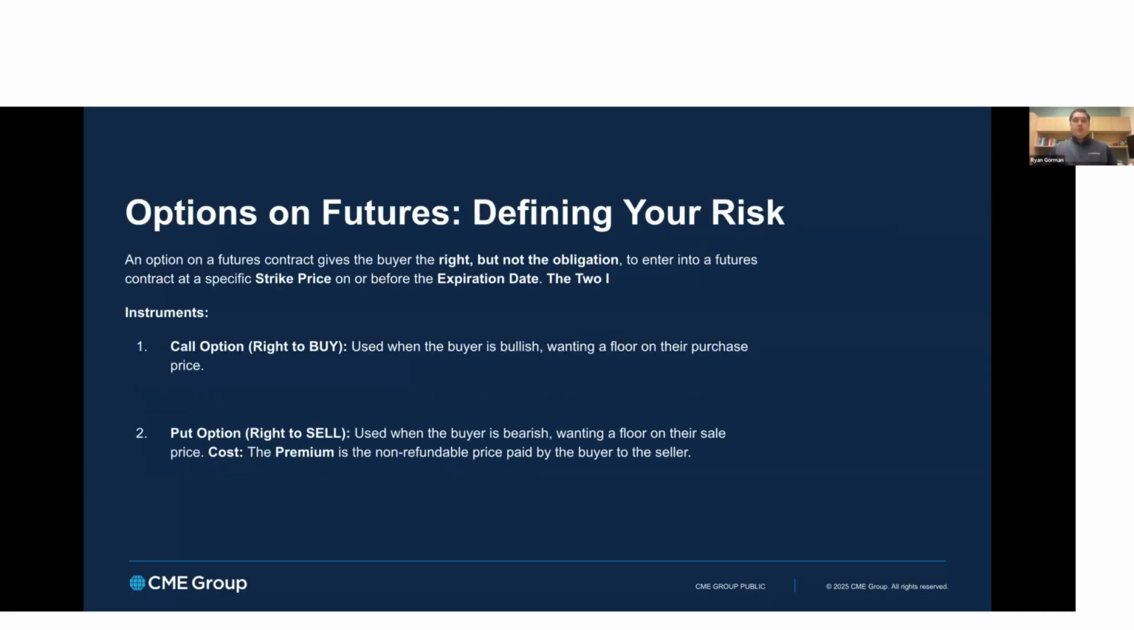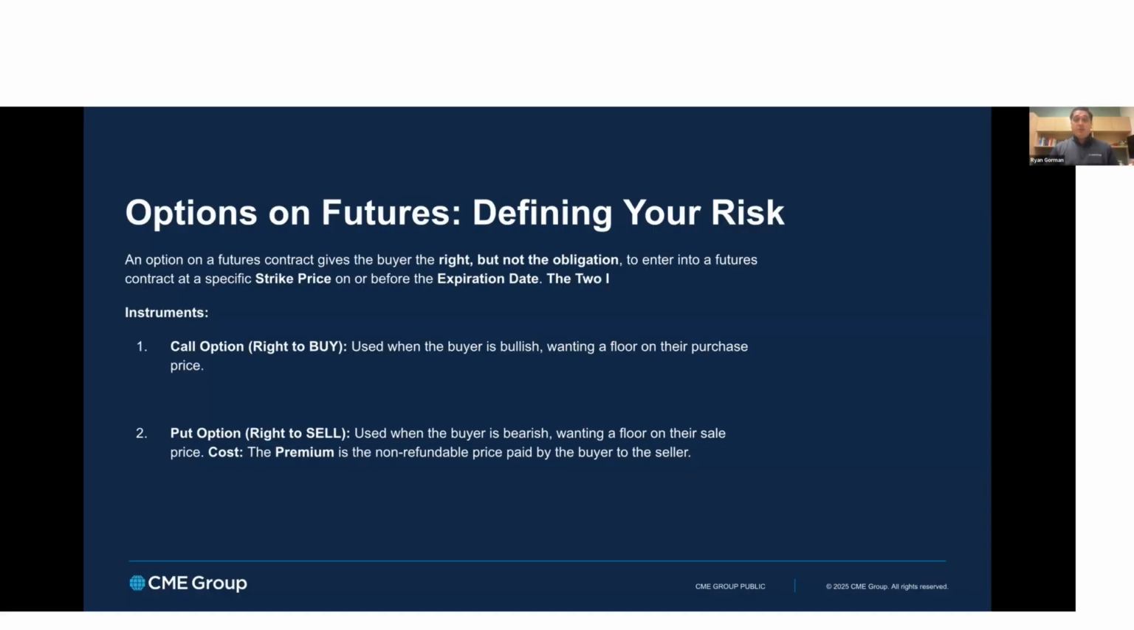So, options on futures. Right away, what is an option? An option on a futures contract gives the buyer the right, but again, not the obligation, to enter into a futures contract at a specific price on or before the expiration date. Basically, these break into call and put options. And there are a lot more advanced things that we'll get into at our next session. But the basic call option is the right to buy.